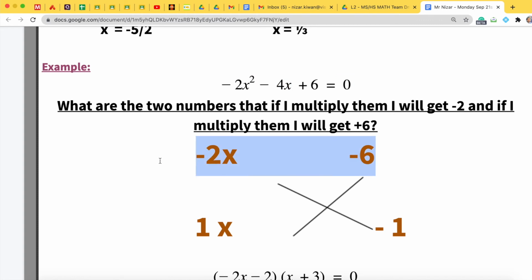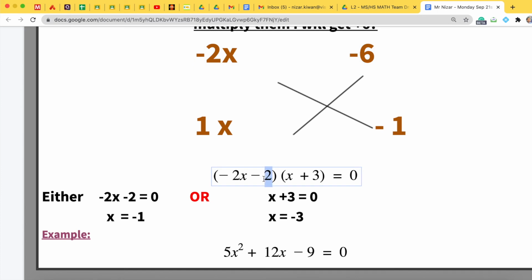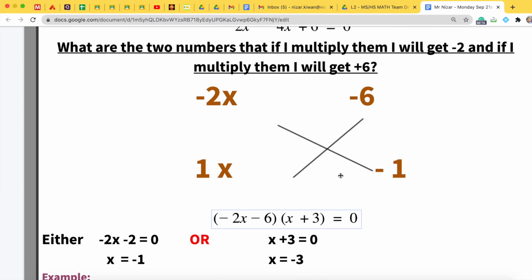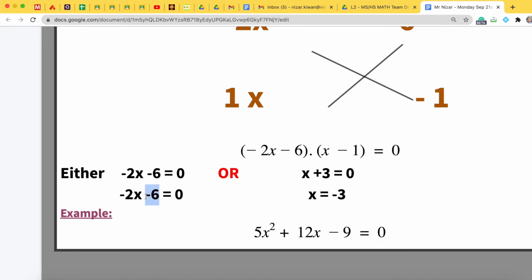So now I will write them next to each other in brackets. Either negative 2x - 6 = 0, or 1x, which is x, - 1 = 0. Now, either the first one is 0, when you move negative 6 to the other side, it will be positive 6. Divide both sides by negative 2, so x will be negative 3. x equals negative 3. Now, what about the second one? Or x - 1 = 0. That means x equals 1.